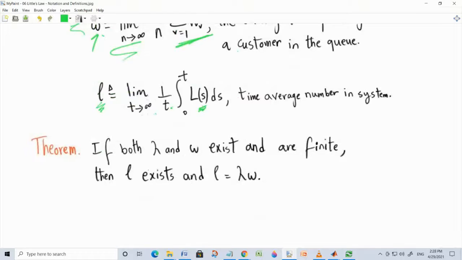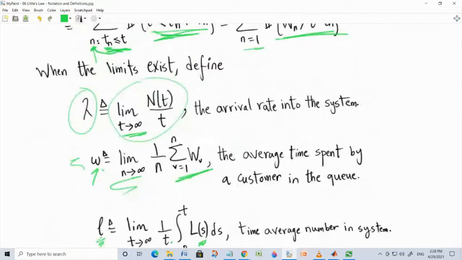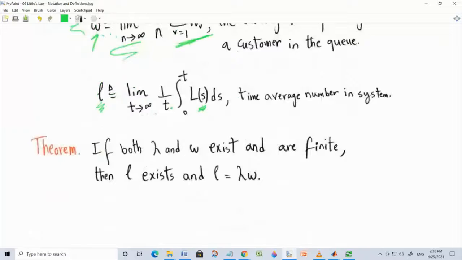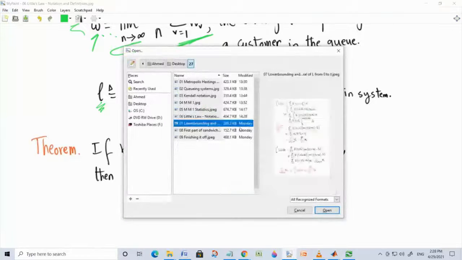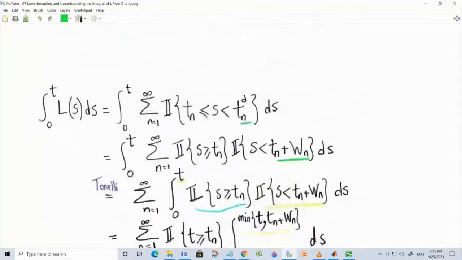So the theorem, Little's theorem, this is the formal way of saying it, is that if both lambda and w exist and are finite, so if it happens that this limit exists and gives you a finite positive number, and this limit exists and gives you a finite positive number, in that case we have our magic formula that small l defined as such will be equal to lambda multiplied by w.